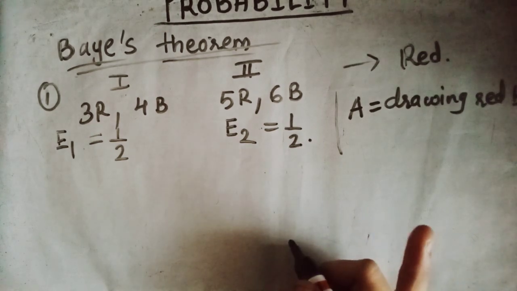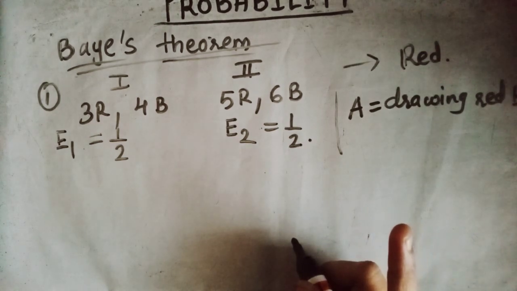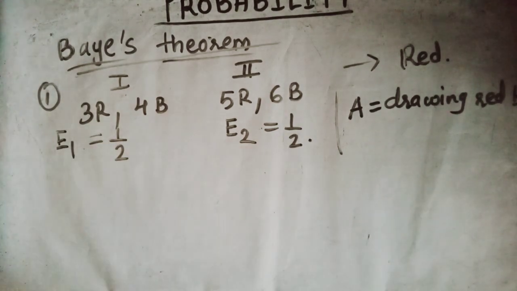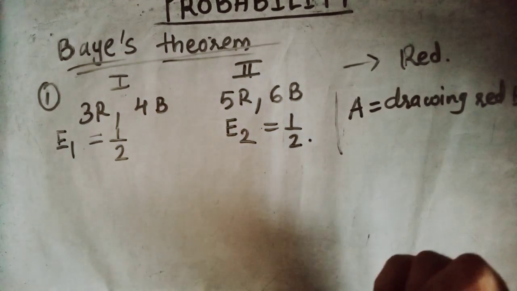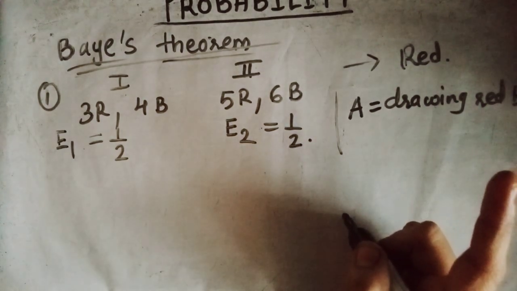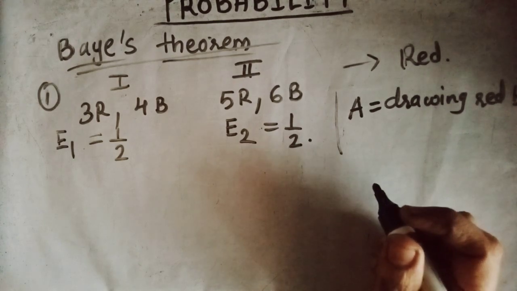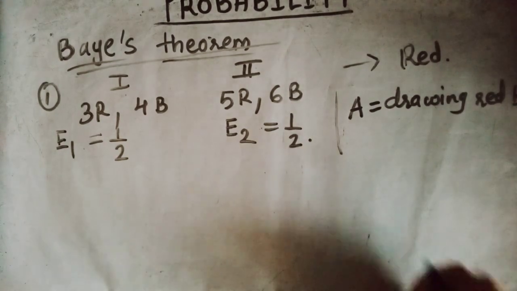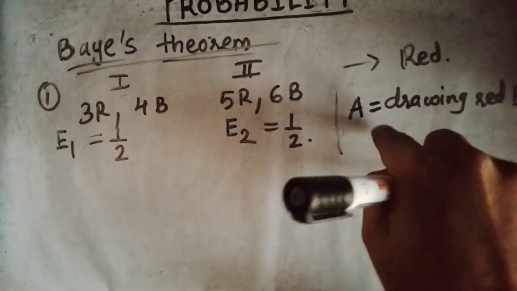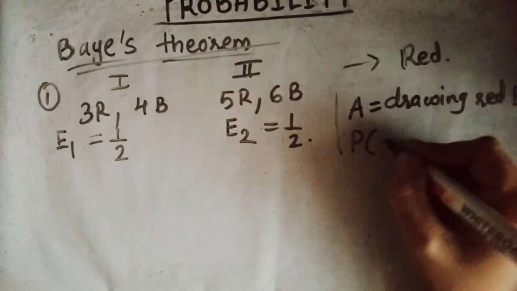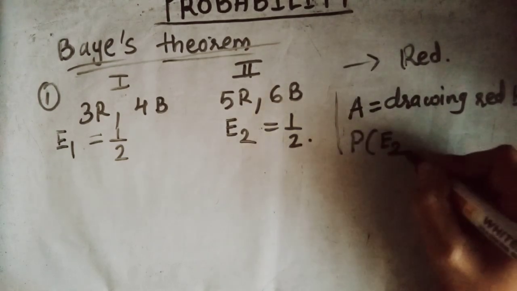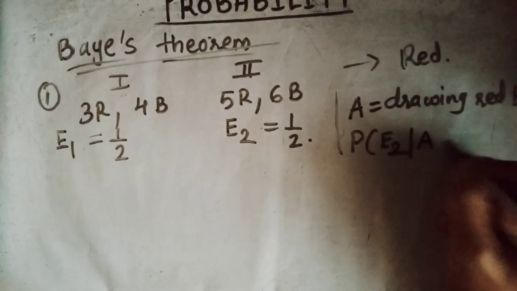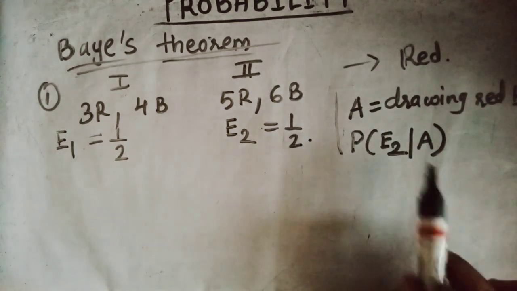Okay, now they have given a condition, right? Find the probability that it was drawn from bag 2. So you have to find the probability of drawing from bag 2 given that it is a red one. The event which has occurred is that it is a red. This you have to find.